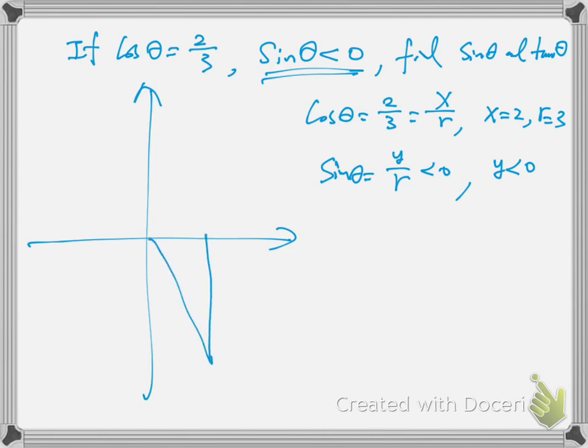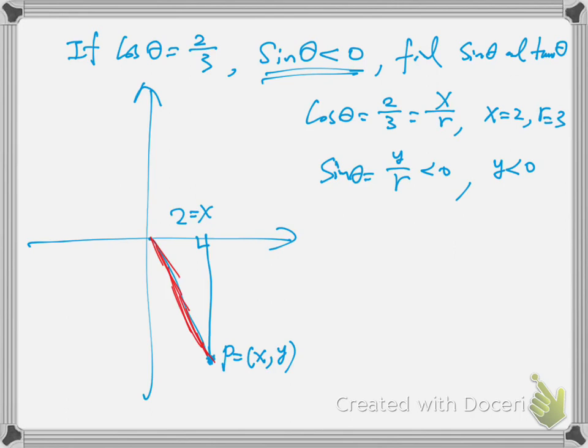We got the picture, so this is the point P, (x, y), right? x is 2, and y is less than 0. So P is in the fourth quadrant. Okay, and then that's the terminal side, right? This is the terminal side of the rotation, the red line. Okay, so first the picture looks like this.